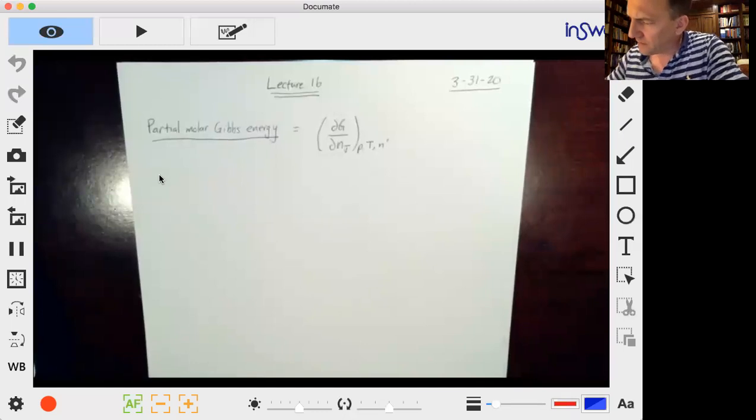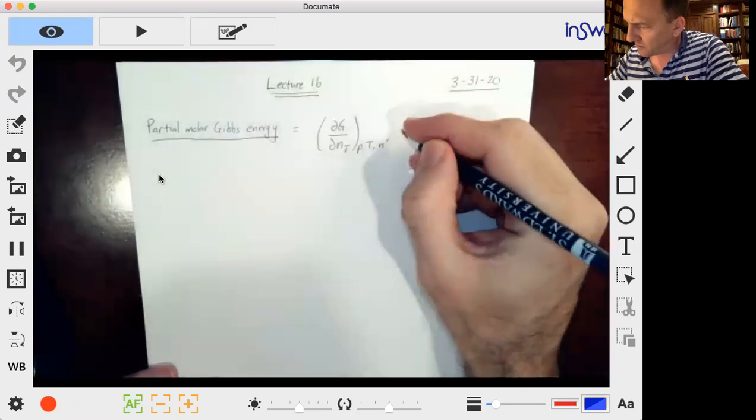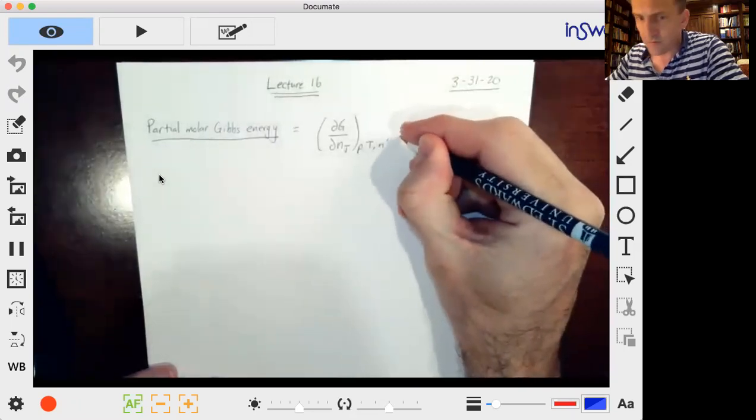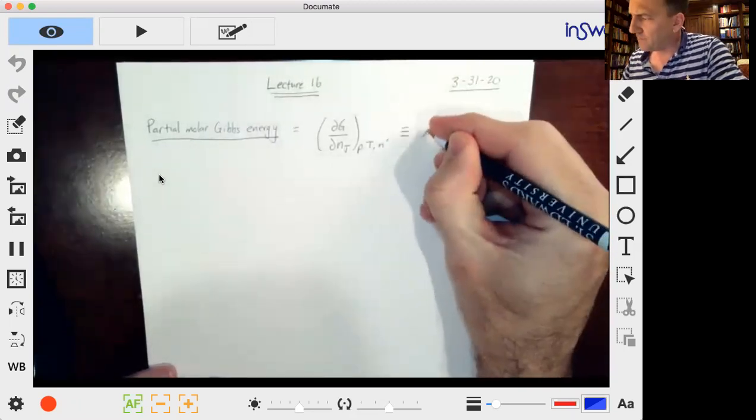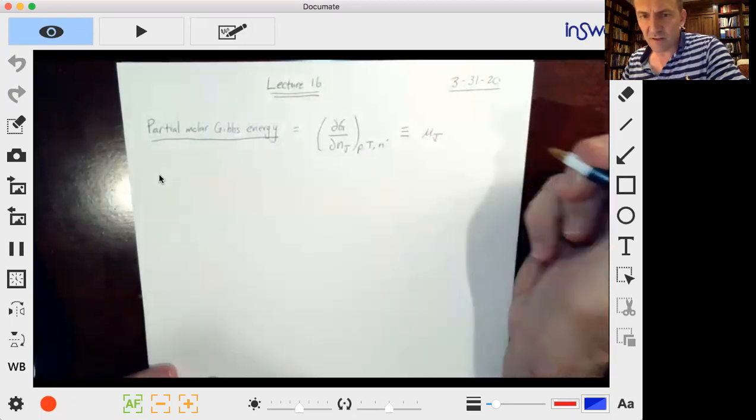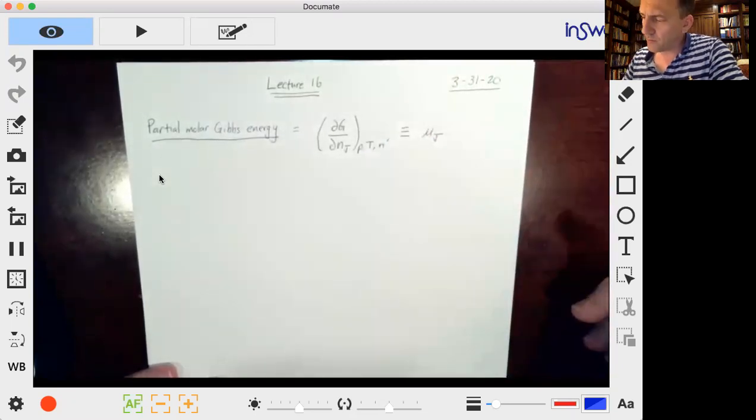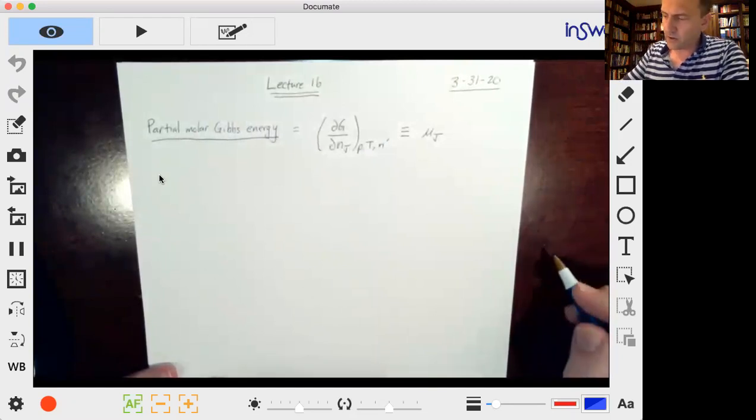And it turns out that this is the definition of chemical potential for substance J. Now, this is not the definition that we've seen before. And the reason for that is because we were looking at a pure substance before. So remember that for a pure substance, let's take a look at that real quick.